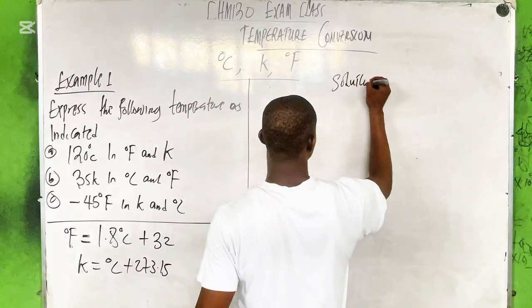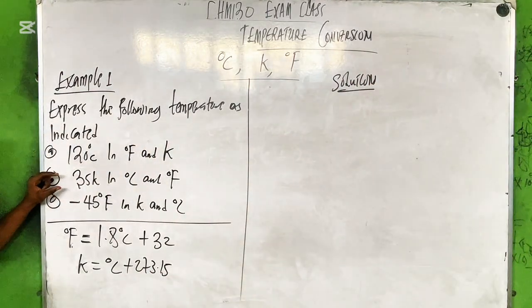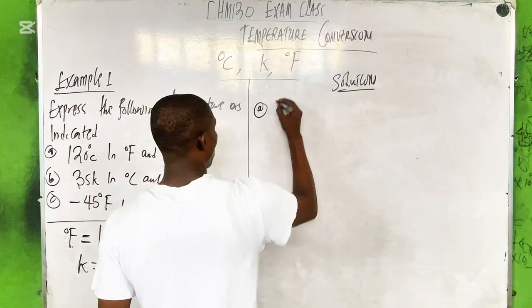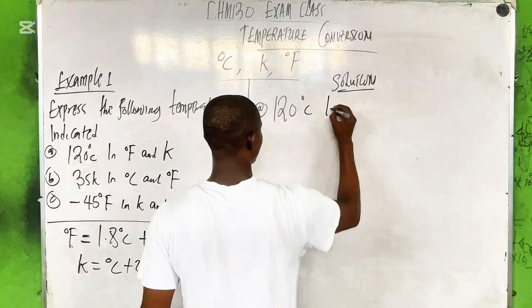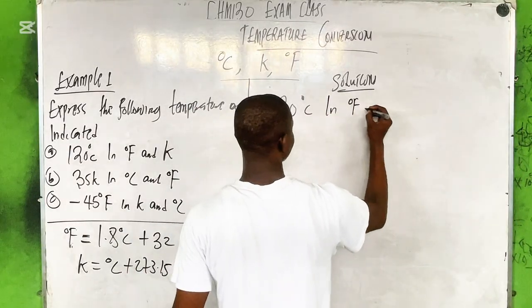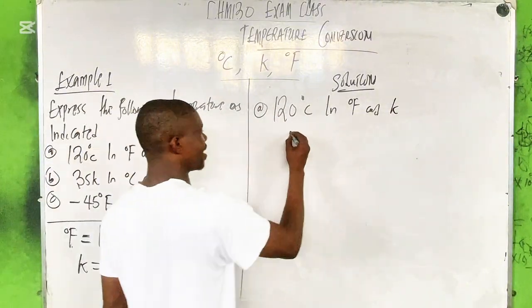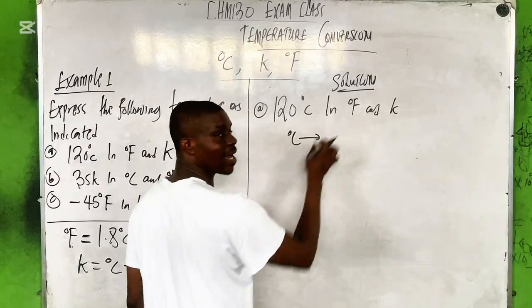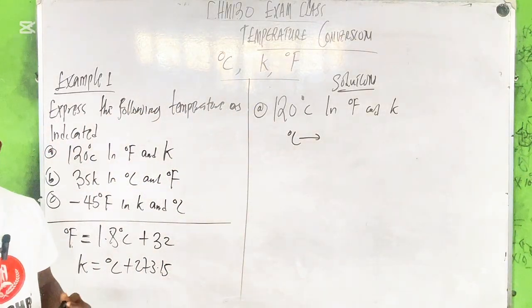Solution. Let's start with the first one. Now, I'm going to do this one, then we try the other. So here we have A: 120 degrees centigrade in Fahrenheit and Kelvin. We must convert this 120 to Fahrenheit first. Are we together here?